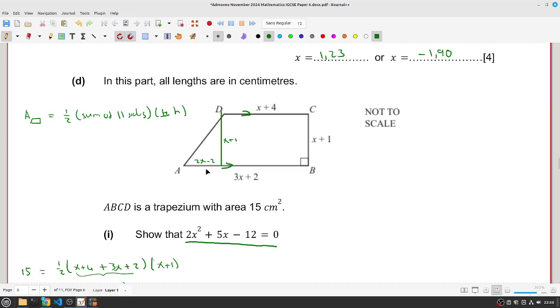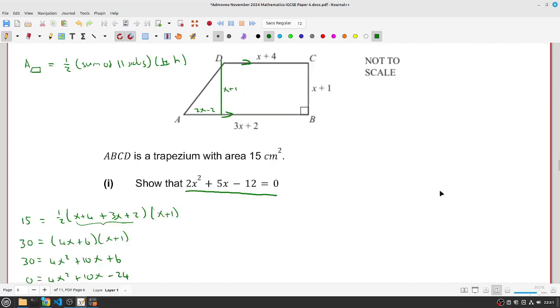Right? So if we add 2x minus 2 to that, we get the 3x plus 2. Okay, so let's do the area of the triangle first. The area of a triangle is half times the base times the perpendicular height.